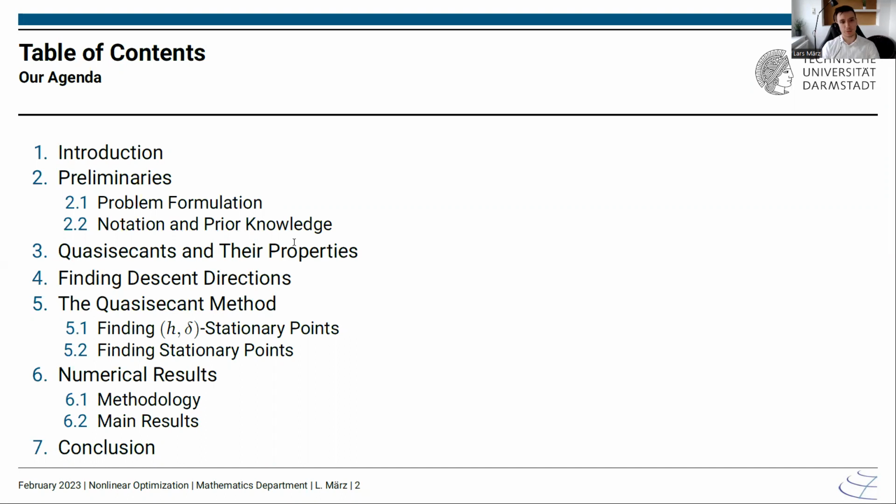After that, we will come to the main part, namely what the quasisecant method is and how it can be employed to find so-called H delta stationary points, and actually how to find real stationary points. In the end, we will have a look at some of the initial numerical tests that were made, and we will give a short conclusion in the 7th section.